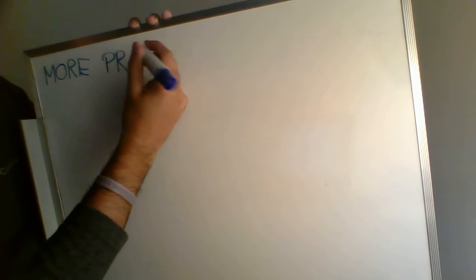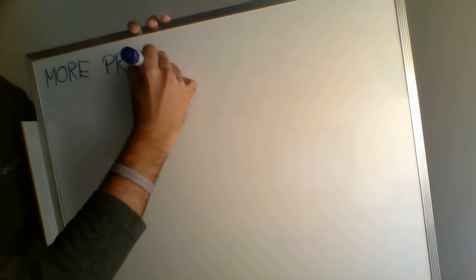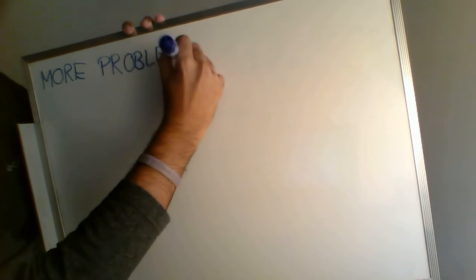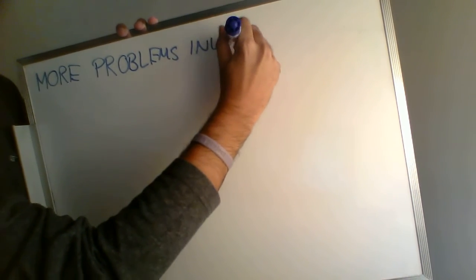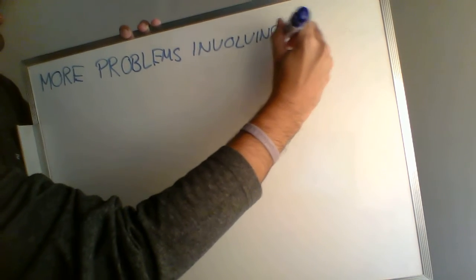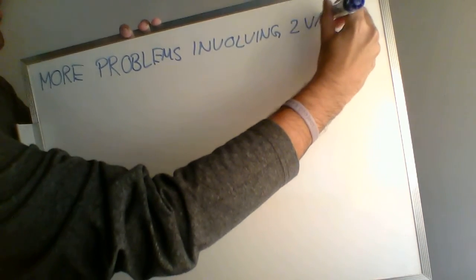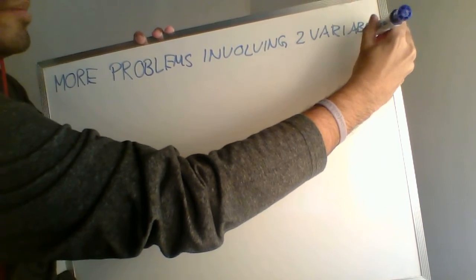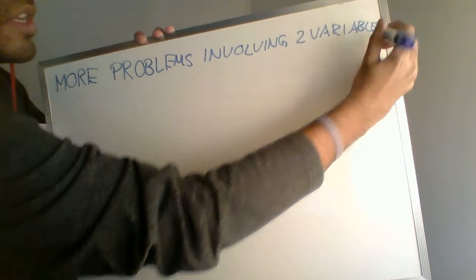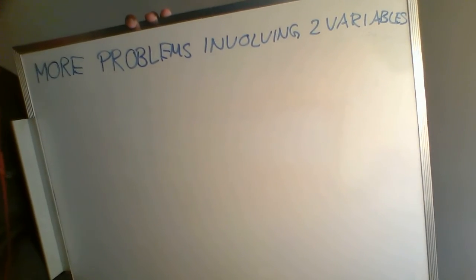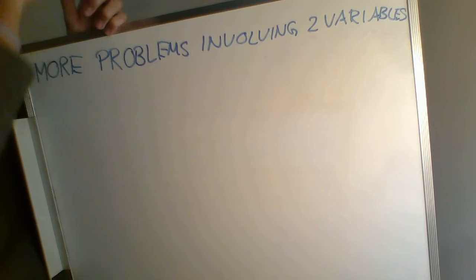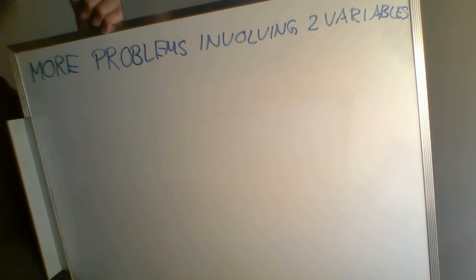So we're doing more practice, or more problems involving two variables. I'm going to have to squeeze that in. Alright, I think we just barely made it over there. Alright, so yeah, more problems involving two variables.